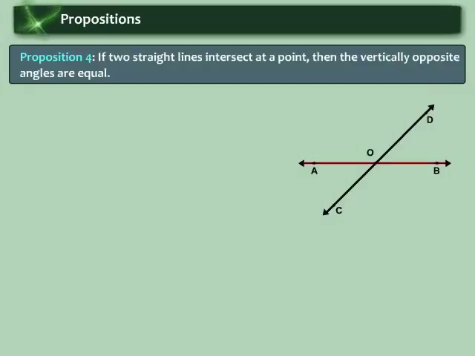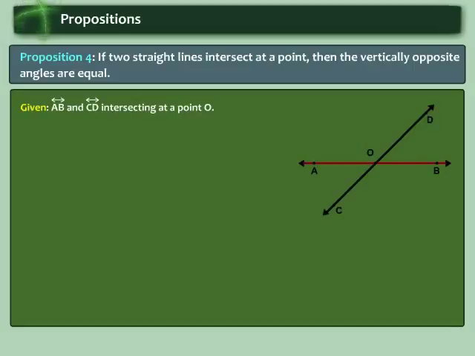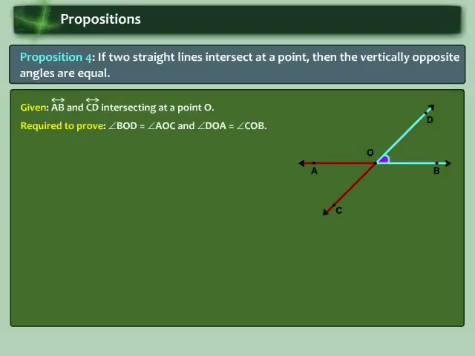Proposition 4. If two straight lines intersect at a point, then the vertically opposite angles are equal. Given AB and CD intersecting at a point O. To prove is that angle BOD is equal to angle AOC and angle DOA is equal to angle COB.